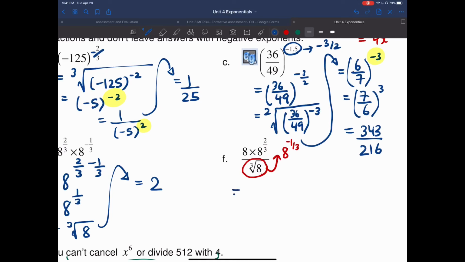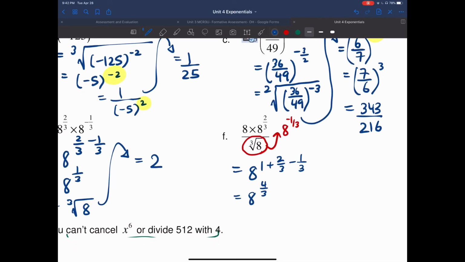And so I have 8 to the exponent 1 plus 2/3 minus 1/3. And so I have, well, 1 is 3/3, and that's 5/3, minus 1/3 is 8 to the exponent 4/3. So don't be done yet, because remember, you have 8 to the exponent of 4/3, and then you're going to write that as a radical so that it's a cube root. And so you get, well, the cube root of 8 is 2, and 2 to the exponent 4 is equal to 16.